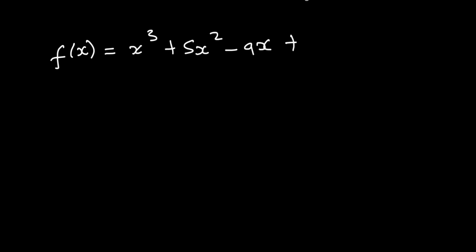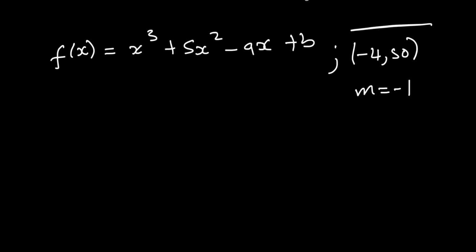So let's say, for example, we have another expression. And on this expression, we are told that the function is f of x, then we have x cubed plus 5x squared minus ax plus b. So we still have to find the value of a and the value of b. Consider that the gradient at this point, which is minus 4 and 50, is equal to negative 1. We are given that the gradient at this point is negative 1.